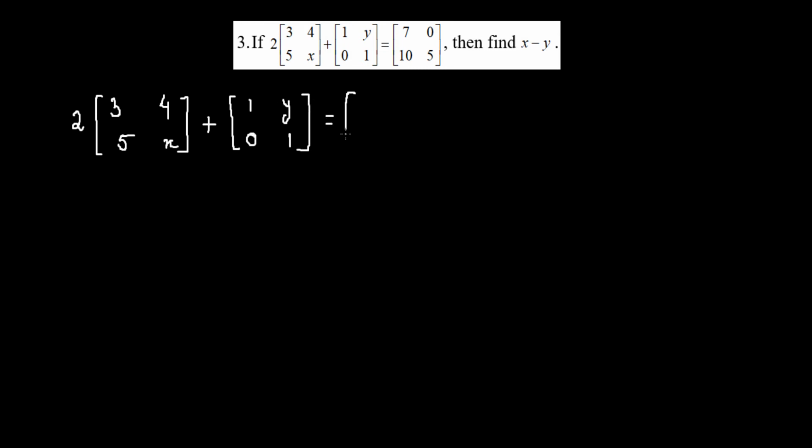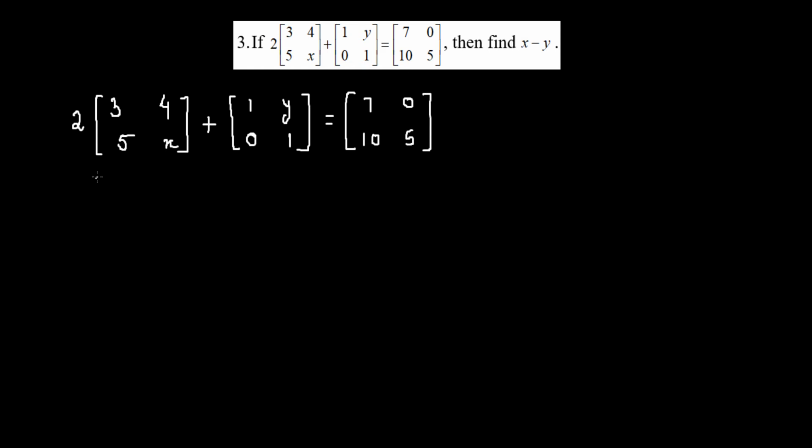In this question, we're given a matrix equation. Using this information, we need to find out the value of x minus y. To do that, first let us rewrite the matrix equation. This is 2 times the 2 by 2 matrix [3, 4; 5, x], plus the second 2 by 2 matrix, which is [1, y; 0, 1], equals another 2 by 2 matrix, which has the values 7, 0, 10, and 5.